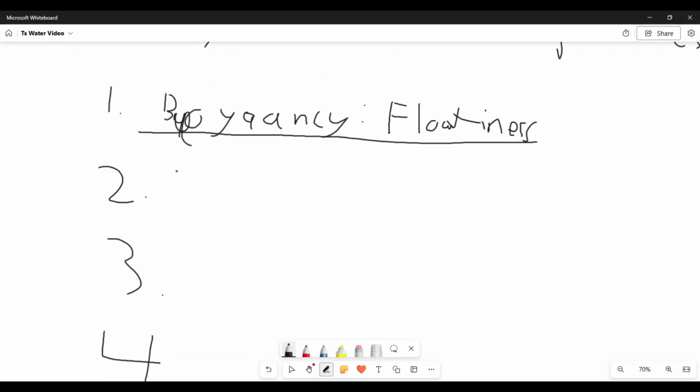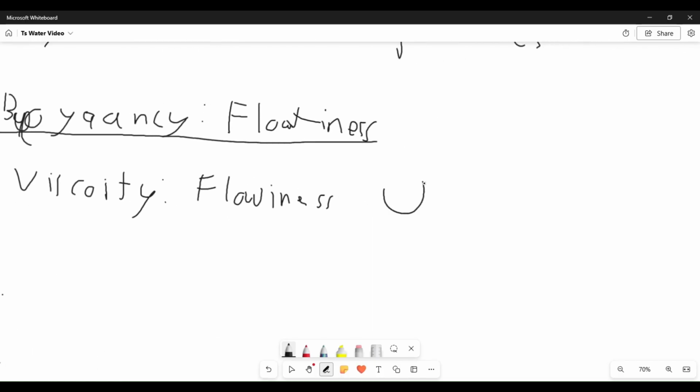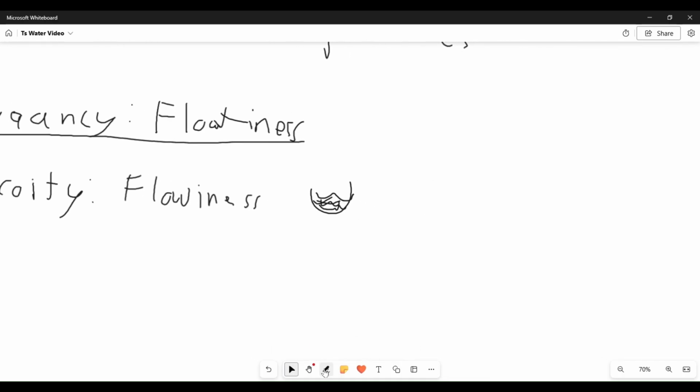Now, the second one is viscosity. Viscosity is the thickness of the fluid, or how well it flows. An example of a more viscous fluid than water would be something like mucus or cake batter. Cake batter is a lot thicker than water is. You can see because of the way it oozes out when you pour it. And something less viscous than water would be something like alcohol.